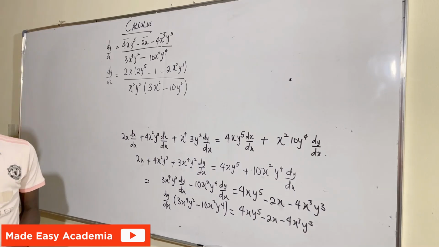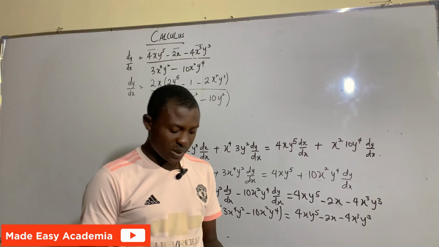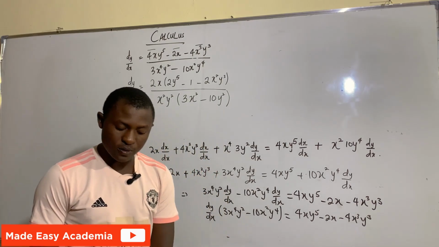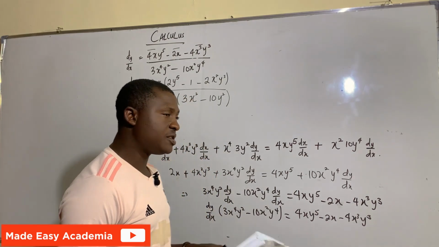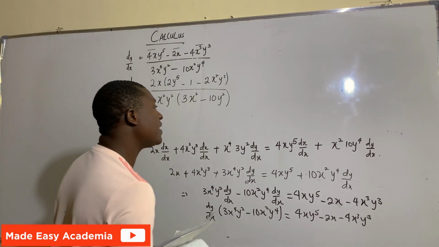So those are the ways of solving a problem related to implicit functions. So now let's take a look at another problem, or another function. We call it an inverse function.